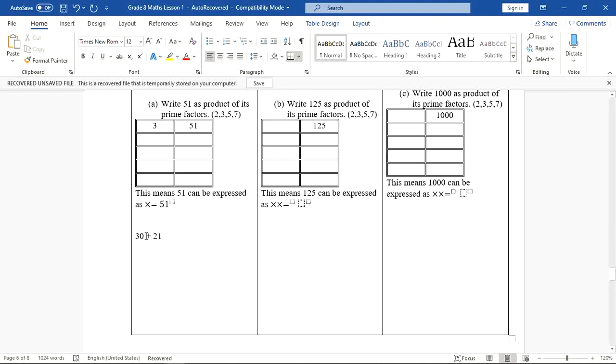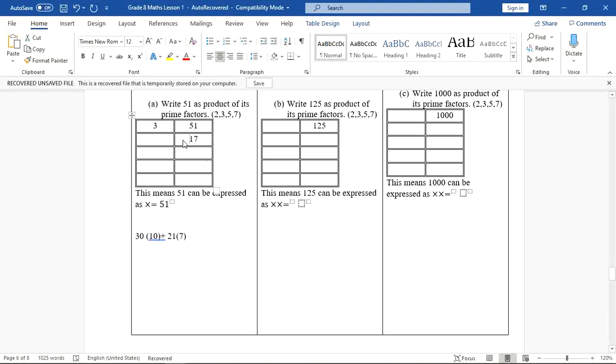So let me just put it in brackets here. 3 goes in 10 times. And 3 can go into 21 7 times. So you need to know your multiples. Meaning that 3 goes into 51 17 times. So we put 17 here. Let me just do this so I can center everything.